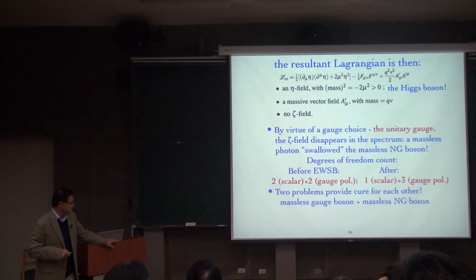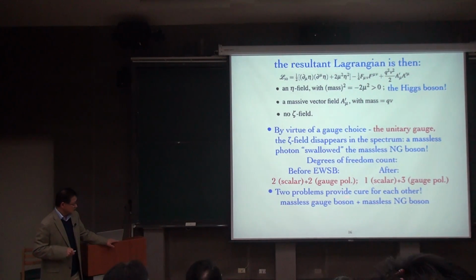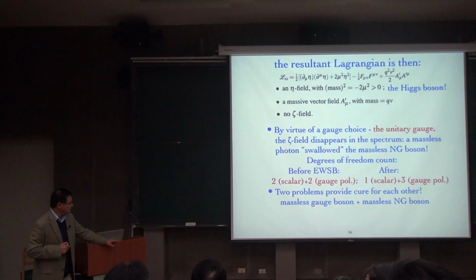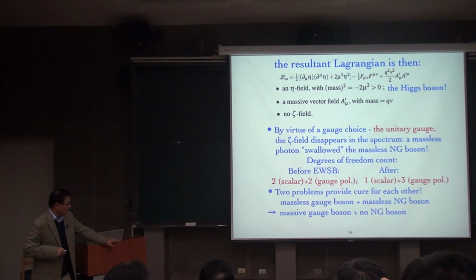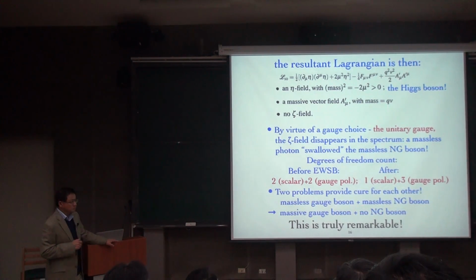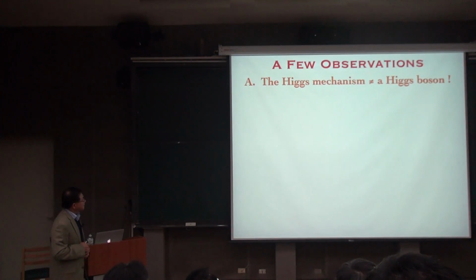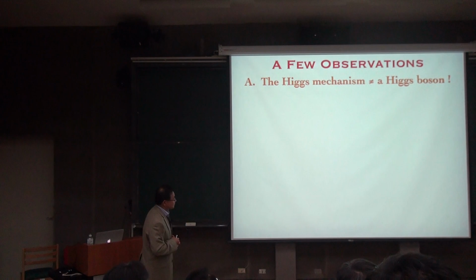So massless gauge boson plus additional massless scalar, either one is problem enough, but they help each other to make the real world even more like reality. So massive gauge boson plus no Goldstone boson anymore. So this is truly a remarkable mechanism. So this is the so-called Higgs mechanism. Okay. Now we want to observe a few deep insights here.